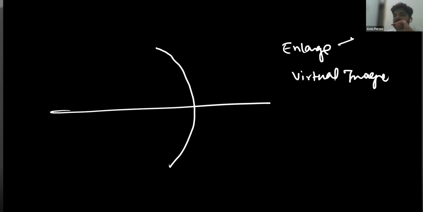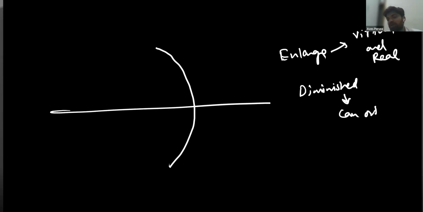If I'm having this mirror and it is saying diminished image, a concave mirror forms both enlarged and diminished images. An enlarged image can be virtual and real both, but a diminished image can only be real. Okay, got it? Yes, sir.